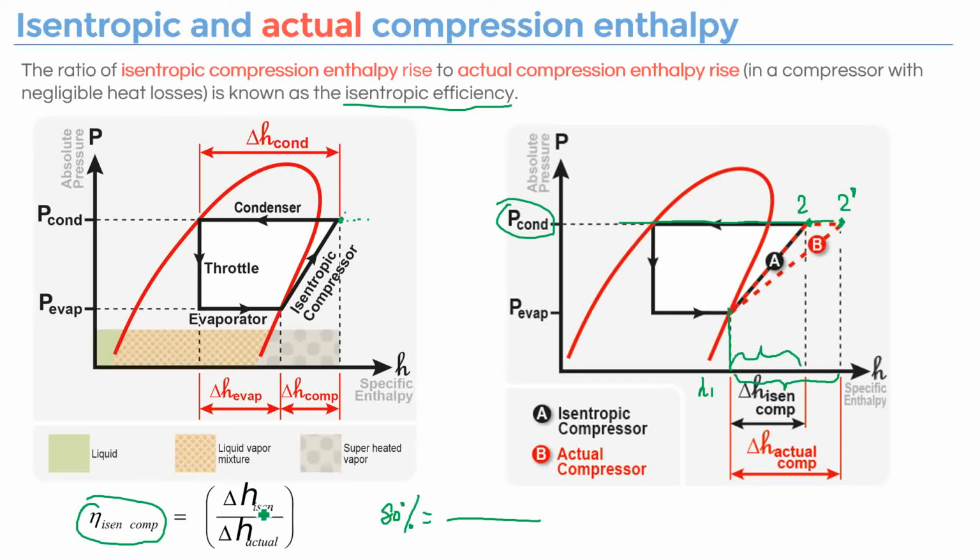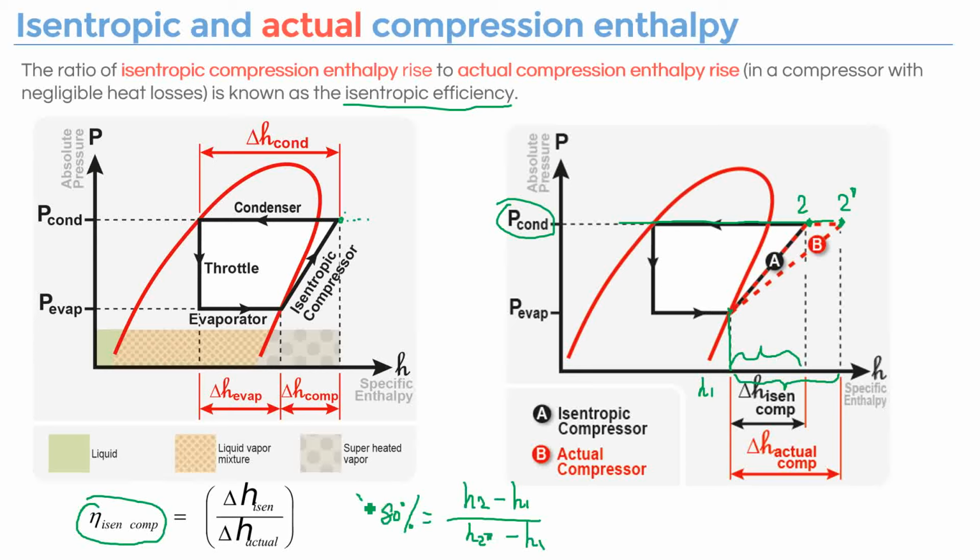Firstly, on the top would be the ideal compression, the enthalpy change. That's the ideal one you find from the curve, H2 minus H1. And on the bottom would be the actual one, that's H2 bar minus still H1. So that's the equation given to you.